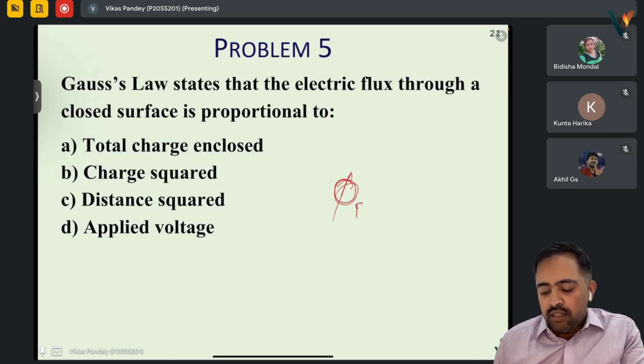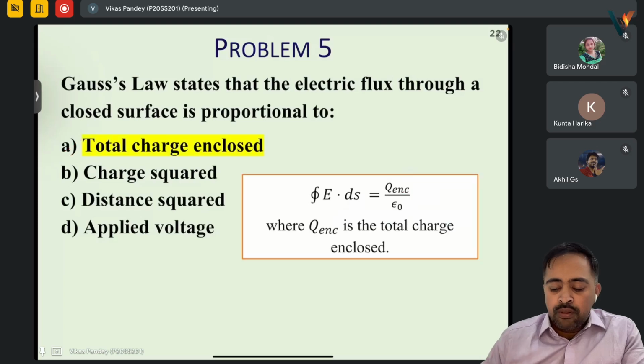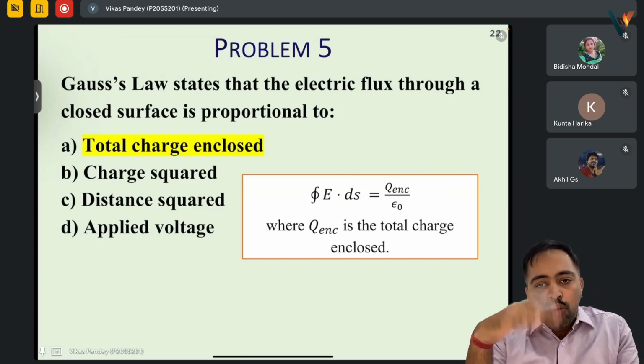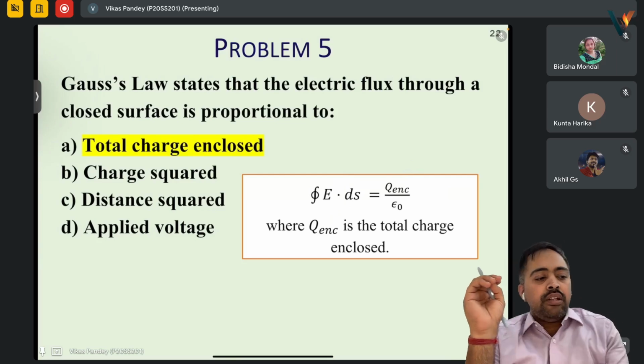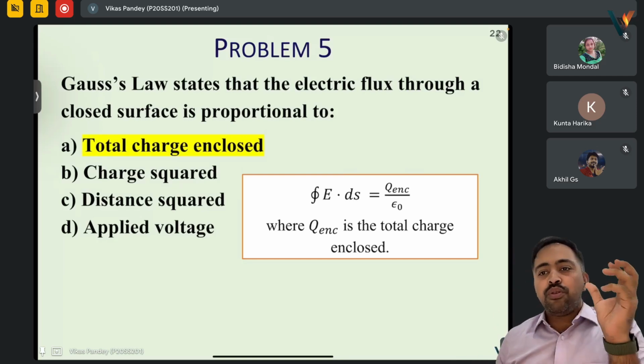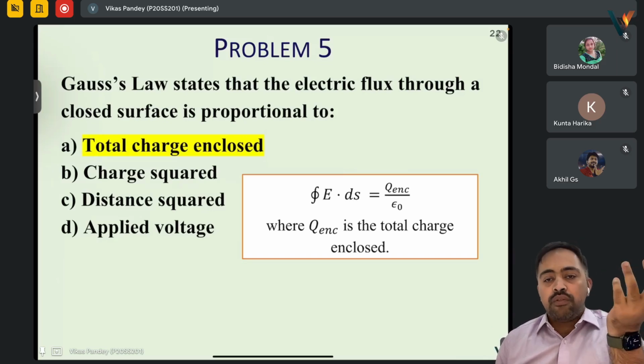Phi E. And by Gauss law, it is given as total enclosed charge upon epsilon naught. So it will depend on total charge enclosed. That is the loop integration of the total field. We'll not go into equations and all, but we should know these equations. These are some standard equations to start with in this field. We have to know.